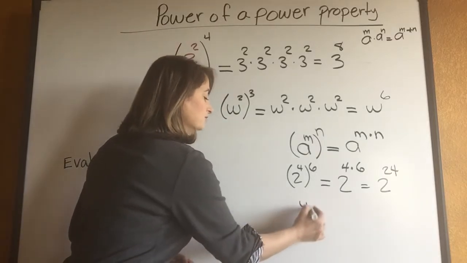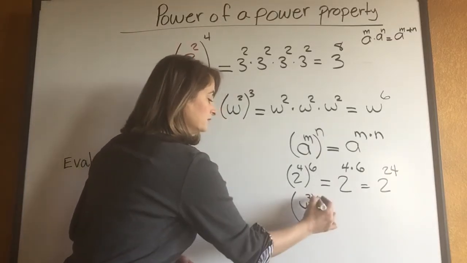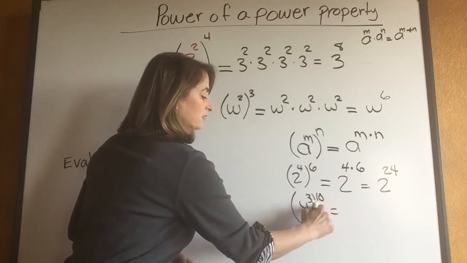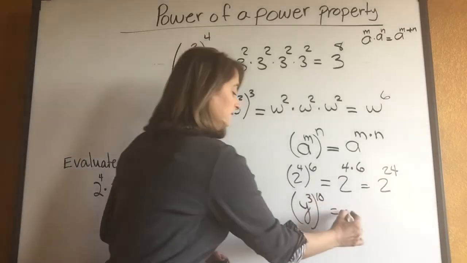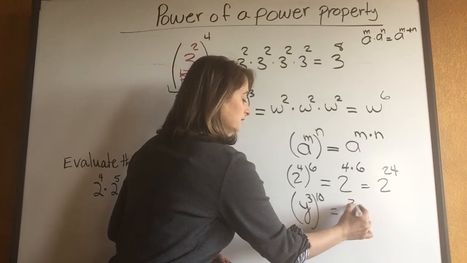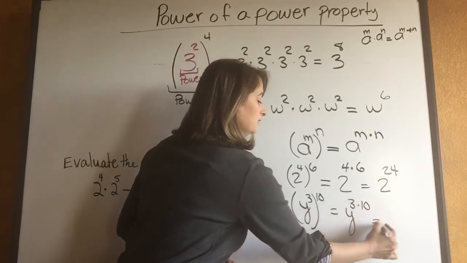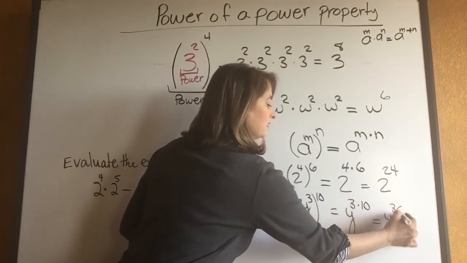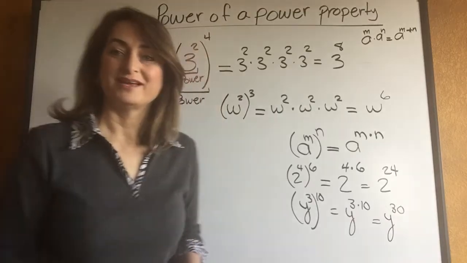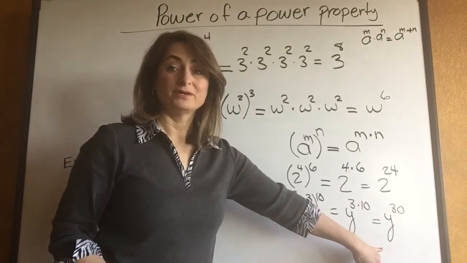What if you have y to the power 3, all of it to the power of 10? That's a power of a power. Keep the base the same, multiply the exponents. 3 times 10, your answer is y to the power of 30, and that's your answer as a power.